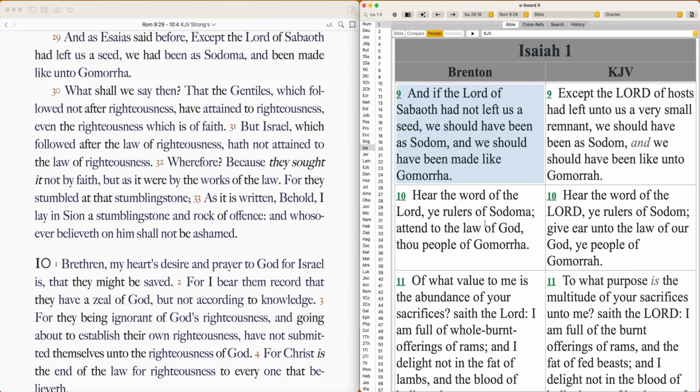So that's all I'm going to share for you right now. I just wanted to give you somewhat of an introduction to the Greek Septuagint. It's called the Brenton and the eSword. Download it. If you have any questions, leave some comments below, and if anybody is interested and needs some help, I'll walk you through it and make a video for that.